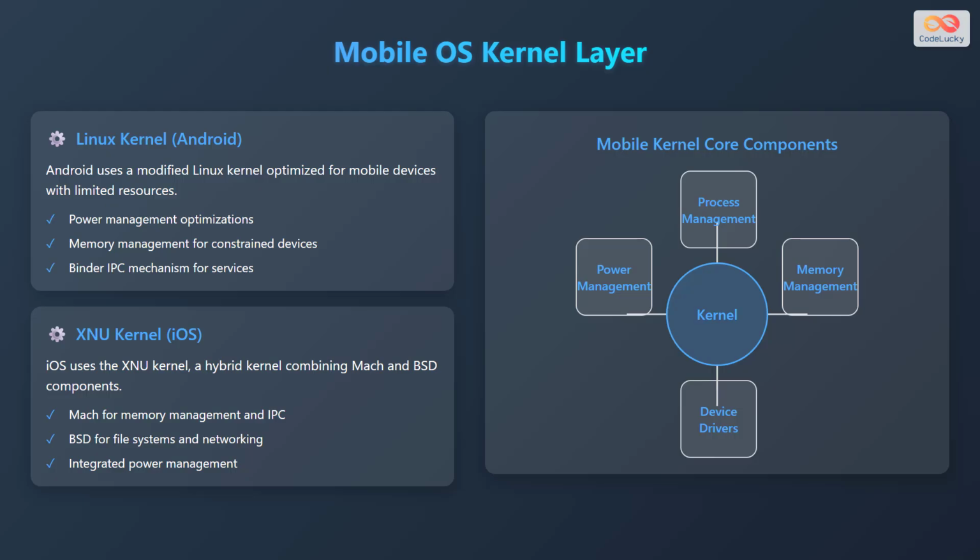iOS, on the other hand, employs the XNU kernel, a hybrid kernel combining Mach and Berkeley software distribution components. The features include Mach for memory management and inter-process communication, Berkeley software distribution for file systems and networking, and integrated power management. The core components of a mobile kernel include process management, memory management, device drivers, and power management.